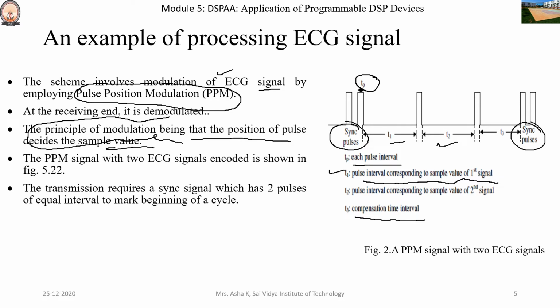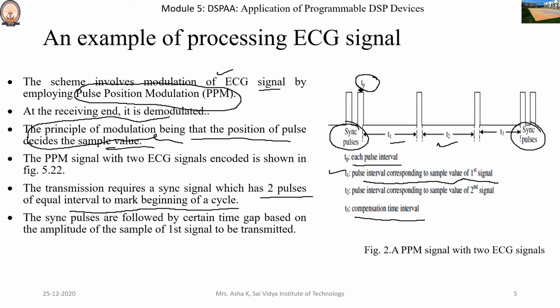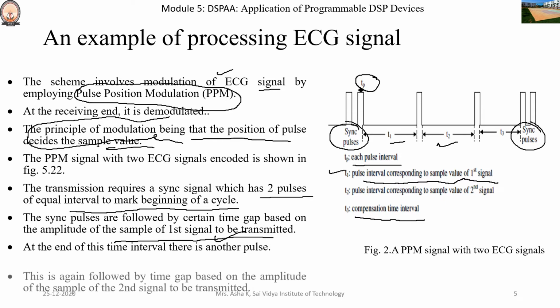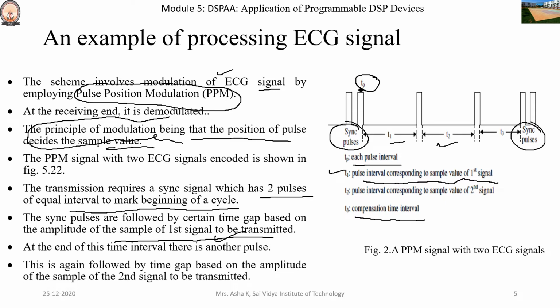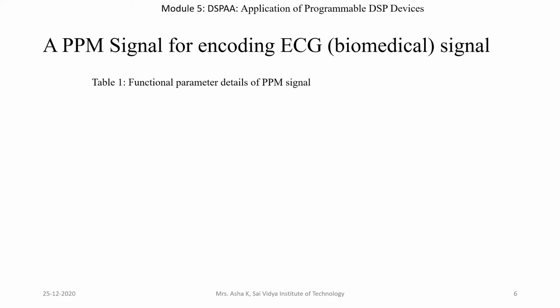The transmission requires sync signals, which have two pulses of equal interval to mark the beginning of the cycle. The sync pulses are followed, after a certain time gap based on the amplitude of the sample of the first signal to be transmitted, by another pulse at the end of this time interval. This is again followed by a time gap based on the amplitude of the second signal to be transmitted. A PPM signal for encoding the ECG, that is the biomedical signal, is explained here.